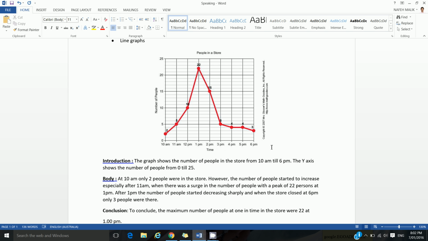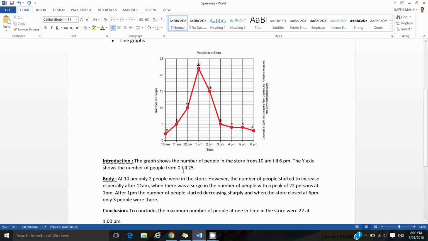So go for an introduction. I haven't said that on the x-axis or the y-axis. I've just paraphrased that in just two sentences. That is, the graph shows the number of people in the store. On the x-axis, you can see it starts at 10 a.m. the store and closes at 6 p.m.